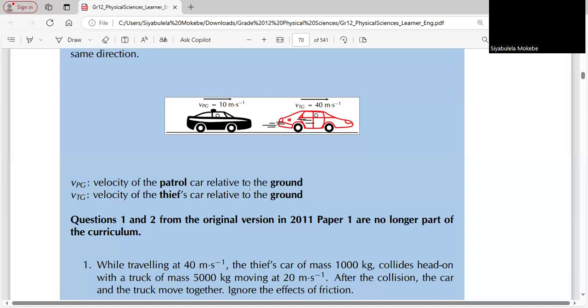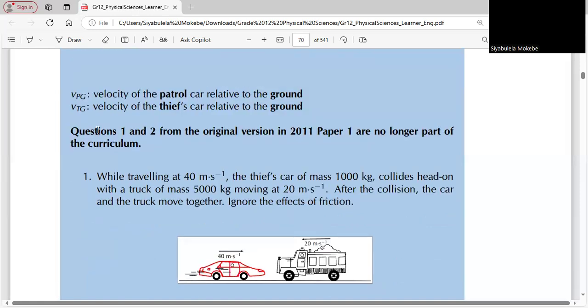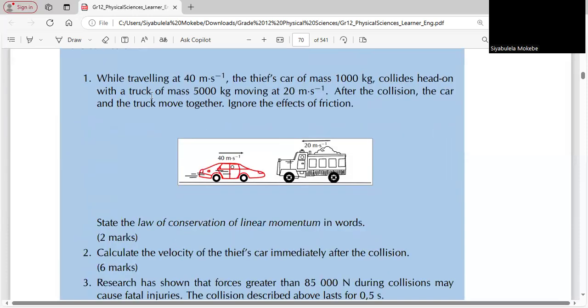Okay, questions 1 and 2 from the original version in the 2011 paper are no longer part of the curriculum. Anyway, let's look at them. While traveling at 40 meters per second, the thief's car of mass 500 kilograms collides with a truck moving at 20 meters per second. After the collision, the car and the truck move together. State the law of conservation of linear momentum. The thief's car immediately after the collision.